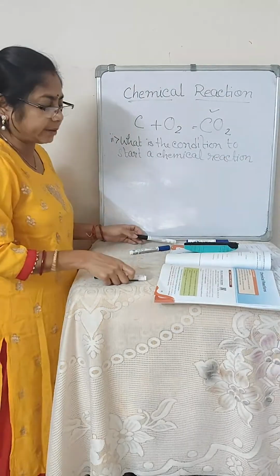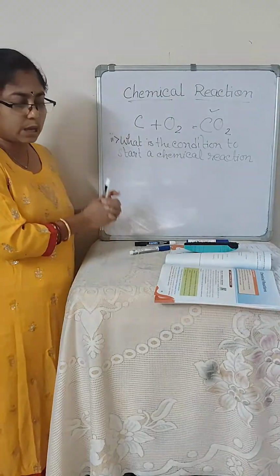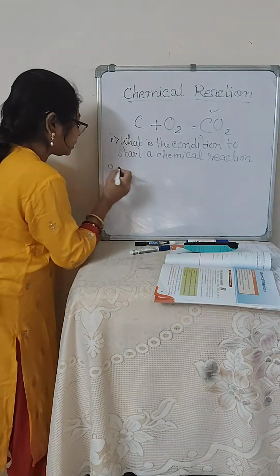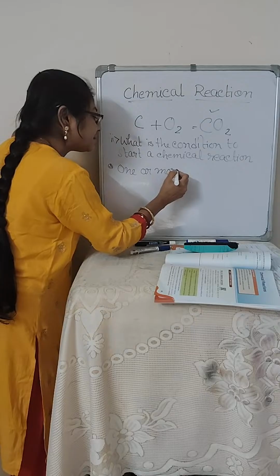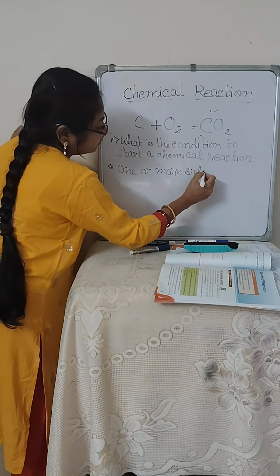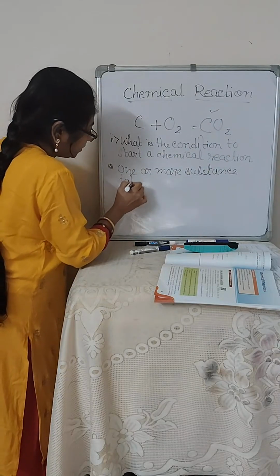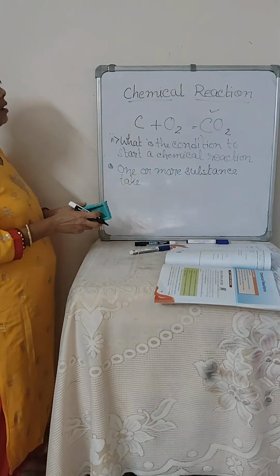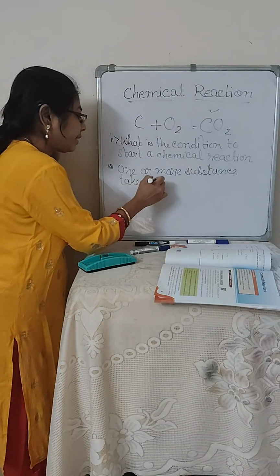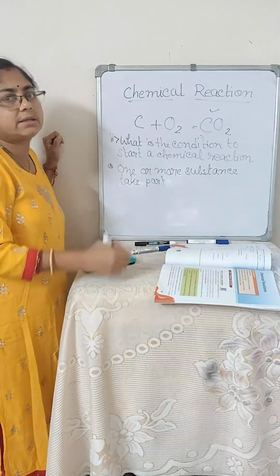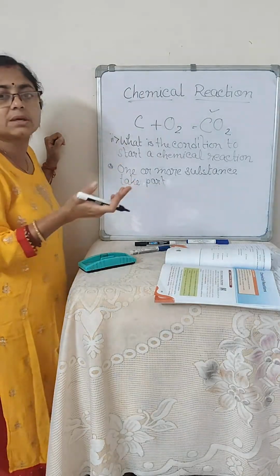Number 1: one or more substances must take part. One substance alone can also be a chemical reaction, I will tell you after that. One or more substances can take part.